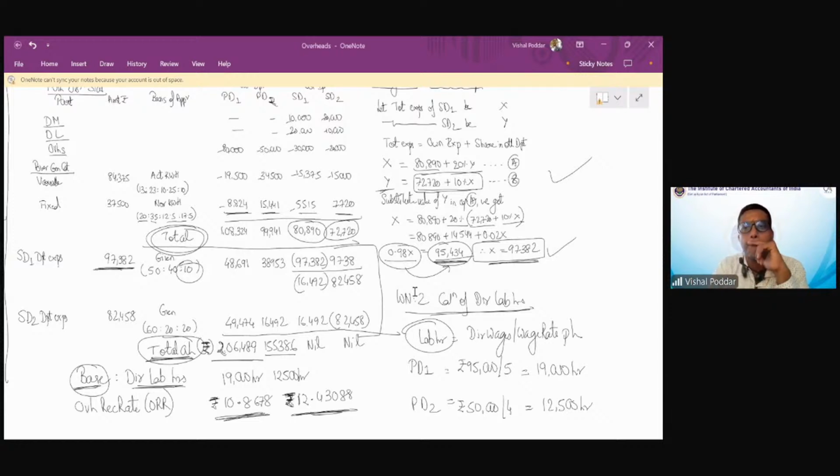So Rishita, good morning, sir. Good morning, beta. Go ahead. Sir, in this ORR thing, it will be rupee per hour, no? Yes, here it will be rupees per labor hour. You're right. Okay, sir. Thank you.